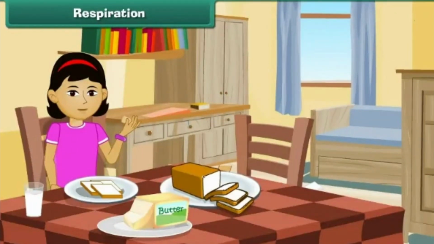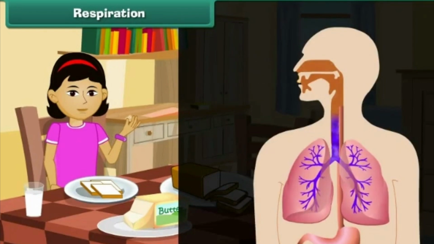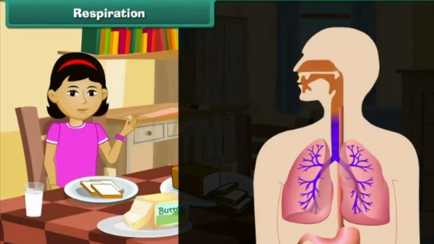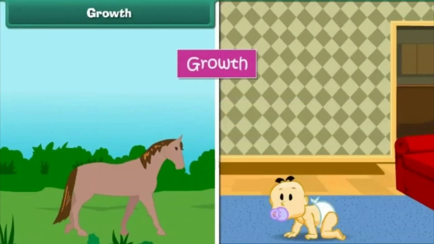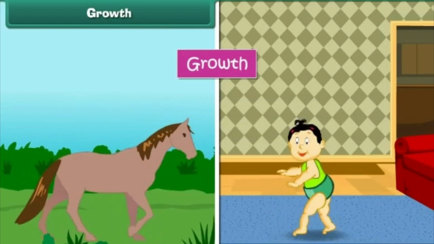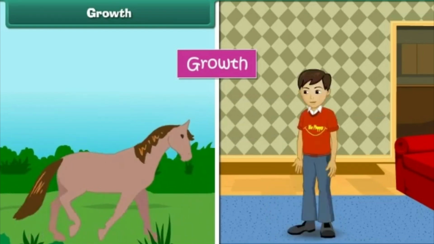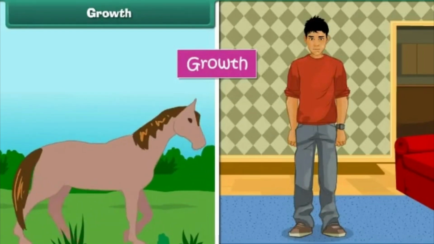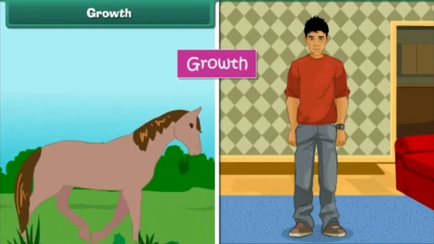Respiration. Food gives us energy. The process of release of energy by food into our body is called respiration. Oxygen helps in respiration. Carbon dioxide is released during the process of respiration. Growth. All living things grow with time. Some living things grow bigger and larger with time. For example, horses, human beings, etc.